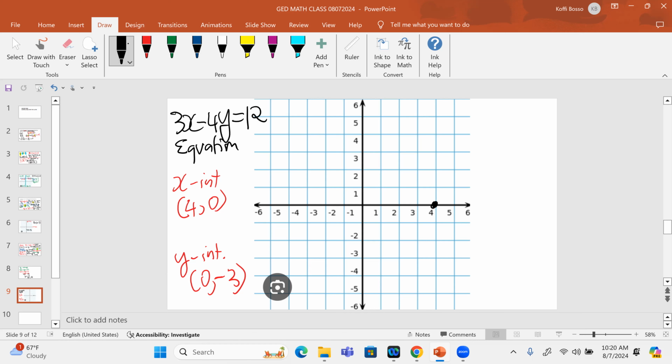That's a 4, 0. The x value is 4. The y value is 0. So it had to be on the x line. That's why we call this x-intercept. The y-intercept will be on the y line. So it's going to be this one here. Let's make another color. So negative 3. The red is the y-intercept and the black is the x-intercept.